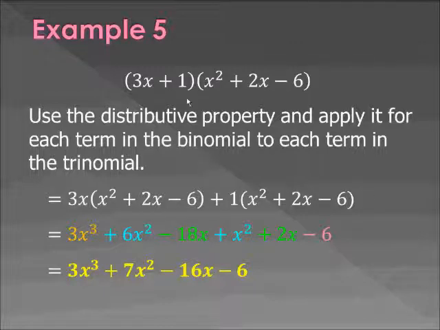So whenever you get something with a binomial and a trinomial, you use the distributive property for each term in the shorter factor, I guess in this case the binomial, and multiply it by each thing in the trinomial.